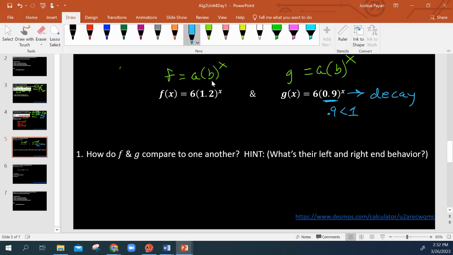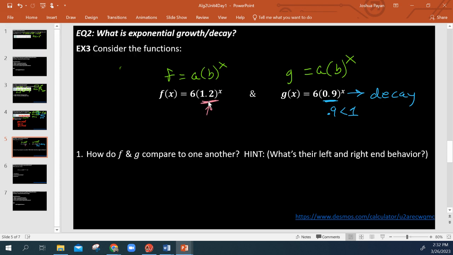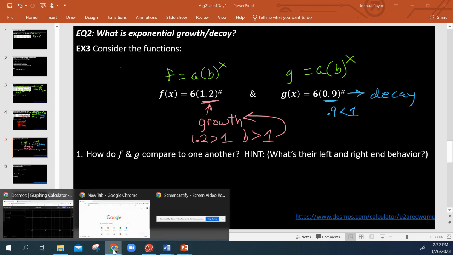Okay. On the contrary, right? On the contrary, this function here will exhibit exponential growth. Okay, because 1.2 is greater than 1. So this means when b is greater than 1, we have exponential growth. Okay, and let's get a quick visual of what this looks like geometrically.